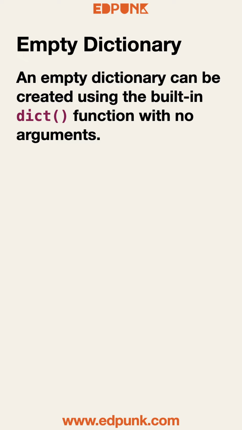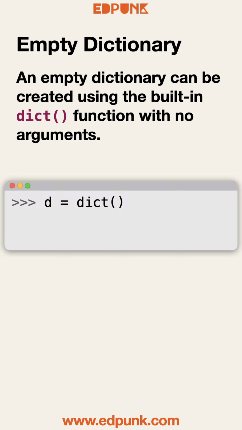Let us now move on to the next method of creating a dictionary in Python using the built-in dict function. If no arguments are provided to the dict function, it creates an empty dictionary. For example, let us call the function dict without any arguments and assign it to variable d. We can verify the value of d, which is an empty dictionary.